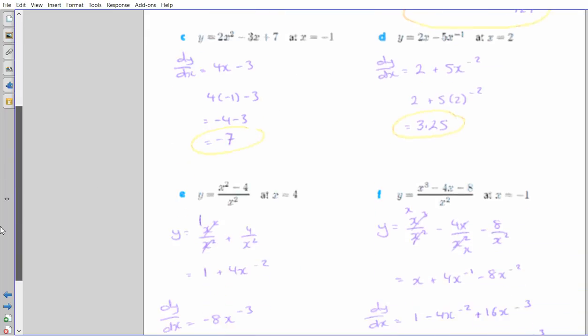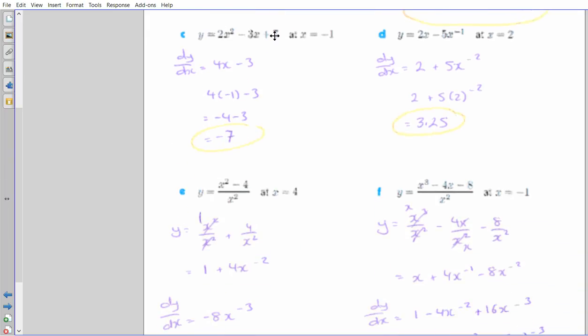Here's some more. Nice regular flattened one, no issues there. So here's the original function y equals, so the gradient function will be dy dx equals, multiply here, 4x to the 1, minus 3, and the constant term's gone, forget about it. Now just plug in 1. Plug in 1, calculate the answer, negative 7.